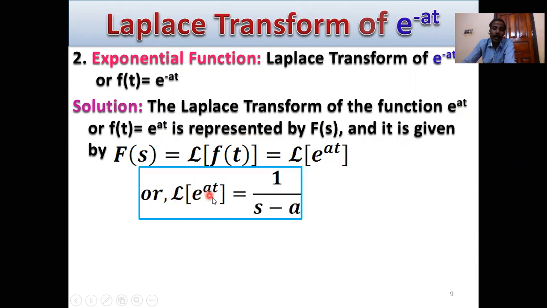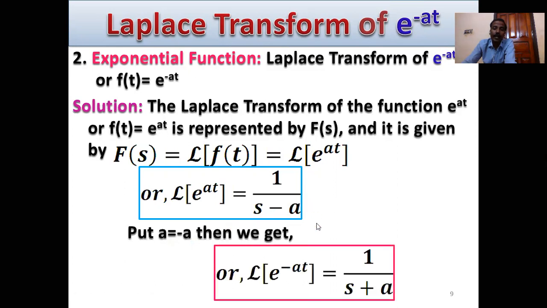The Laplace transform of e to the power at equals 1 by s minus a, already proved. Put a equals minus a, and we get e to the power minus at. So the Laplace transform of e to the power minus at equals 1 by s plus a, because in this case a equals minus a. This is the Laplace transform for e to the power minus at.